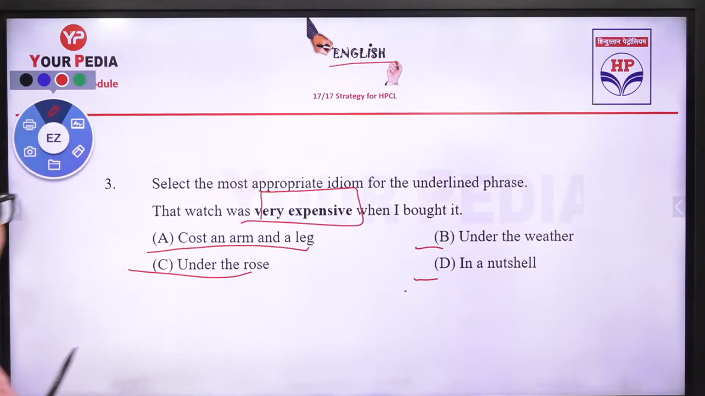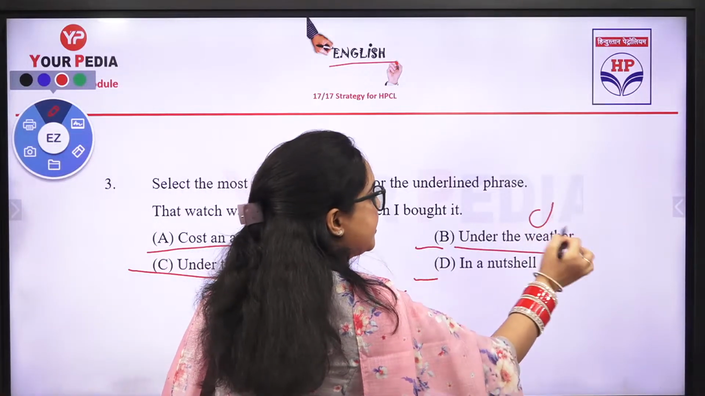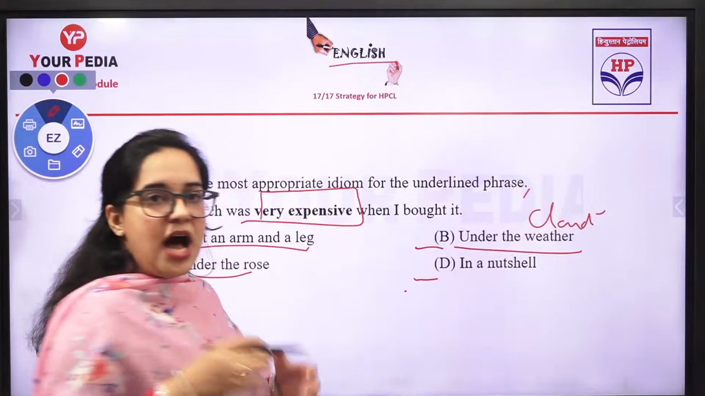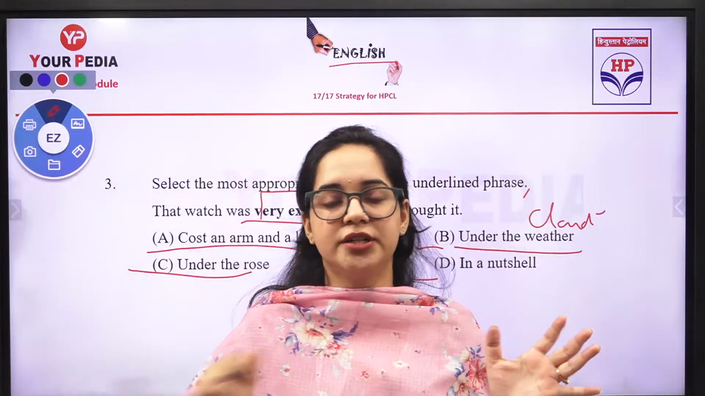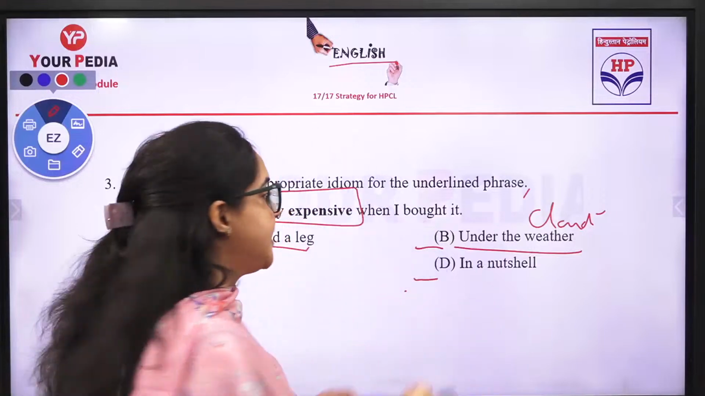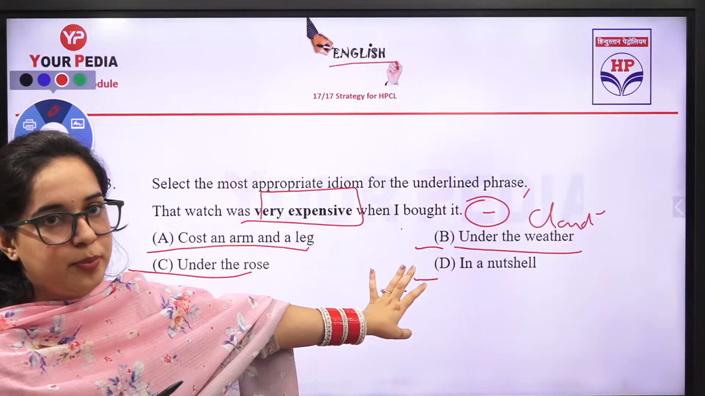Whenever there is under the weather, under the cloud, something like this, it always means that you are in trouble. It can rain anytime. That is, it is a negative one. That means it can be raining anytime. It's not the appropriate one, right?